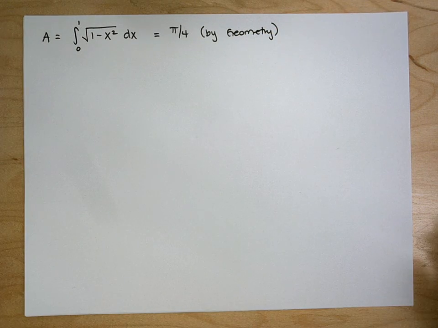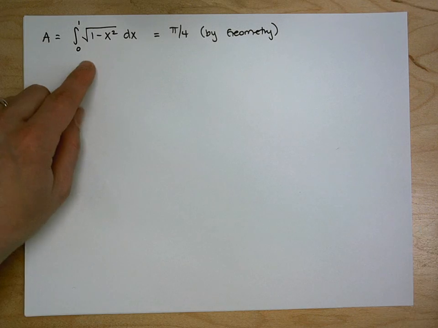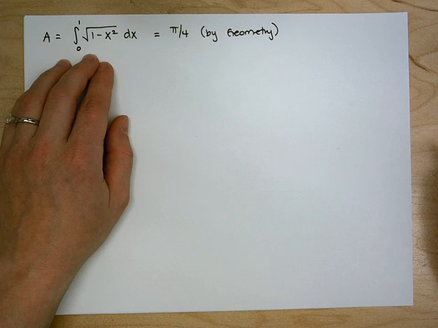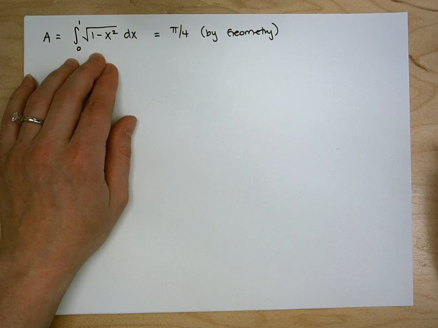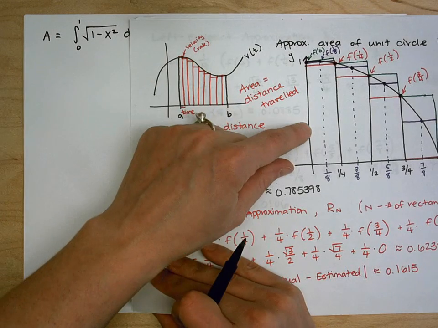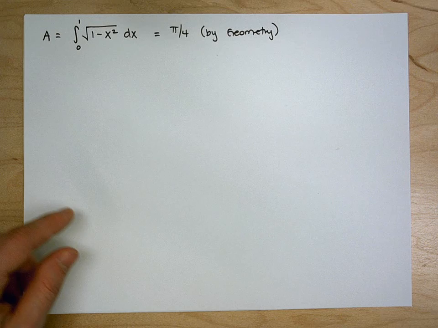But let's say for a second that we didn't know that the area of a circle was pi r squared. That's actually something that people didn't always know. So instead of using geometry, we're going to see if we can use some integration techniques to evaluate this definite integral. Again, this definite integral represents the area of the unit circle in the first quadrant.